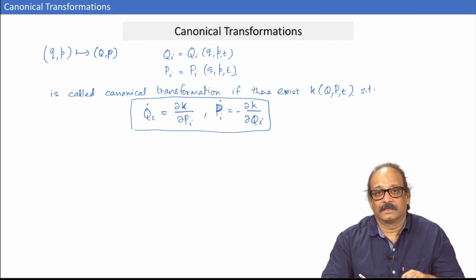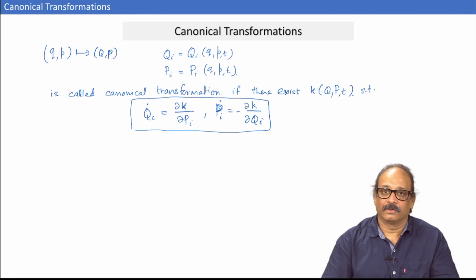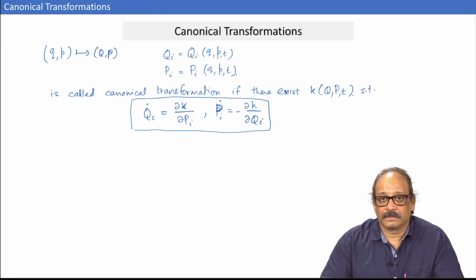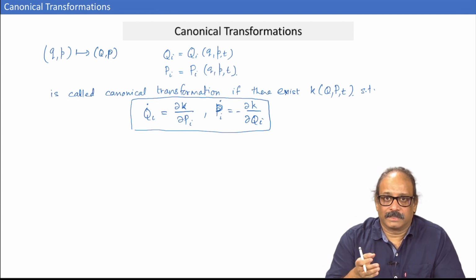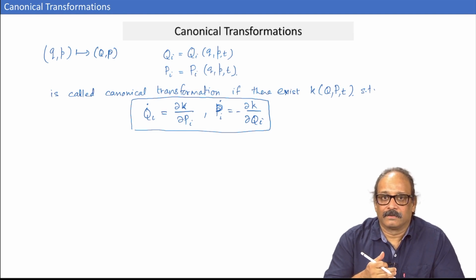After transformation, the new canonical variables also should satisfy Hamilton's equations. Now, the question of course would be, for a given transformation, how can I decide whether it is a canonical transformation or not?